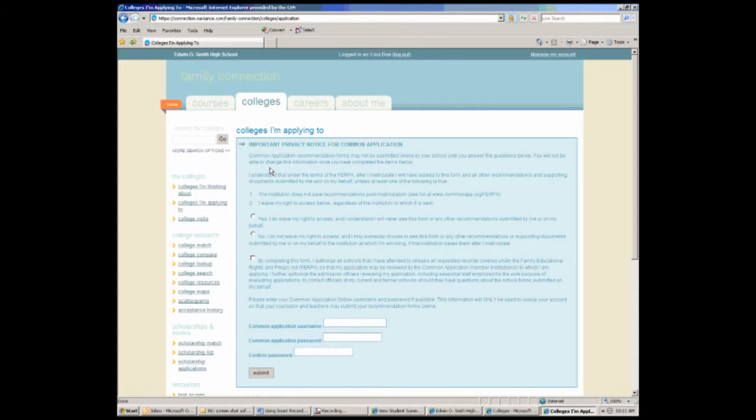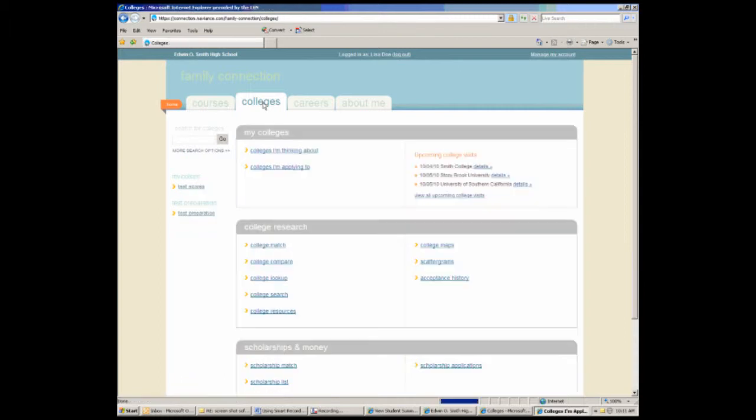So going back to the college tabs, although Lisa is not applying yet to any colleges, when she does, she'll have to complete a privacy notice for the common application. If she's applying to UConn, UConn is on the common application for the first time this year, and she'll have to complete this privacy notice before we go forward with her application, which she would be doing online.